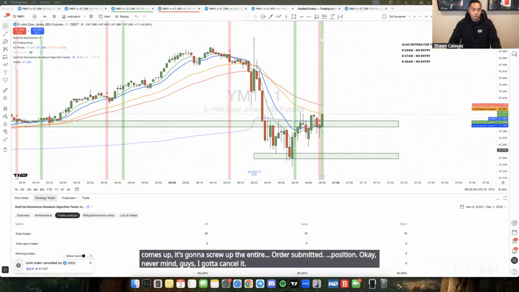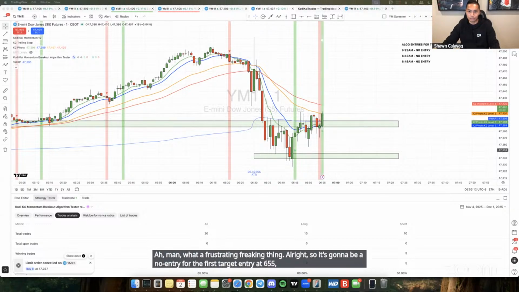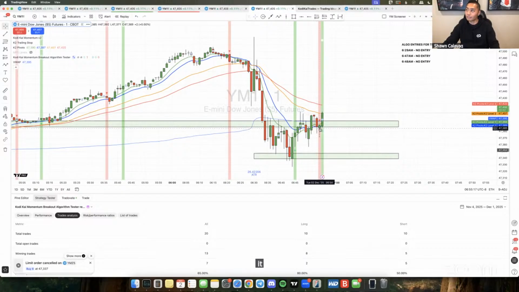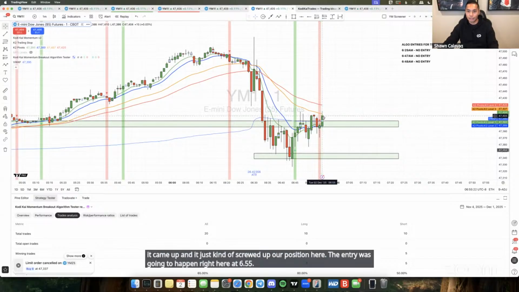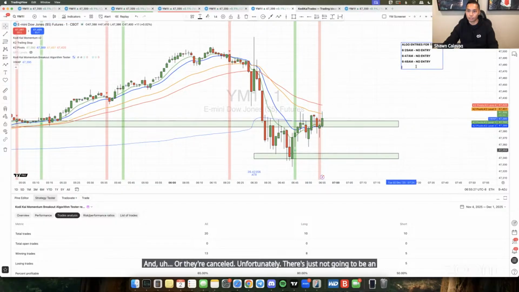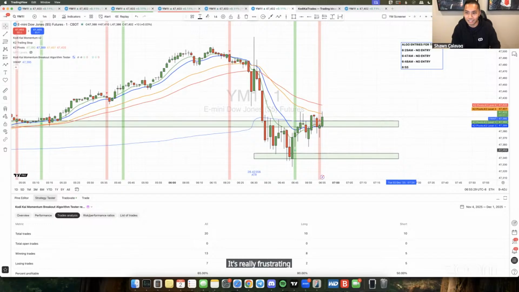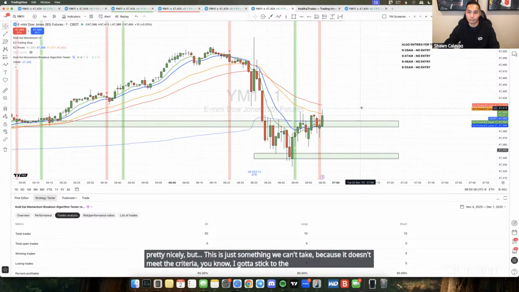Oh man, what a frustrating thing. All right, so it's going to be a no entry for the first target entry at 655, guys. Like I said, we didn't want that sell signal to come up because it's with momentum. It came up and it just screwed up our position here. The entry was going to happen right here at 655. Order canceled. Unfortunately, there's just not going to be an entry there. Another no entry. It's really frustrating, guys, because these entries look good and they set up pretty nicely, but this is just something we can't take because it doesn't meet the criteria. I got to stick to the strategy. Obviously, I got to stick to the algo.